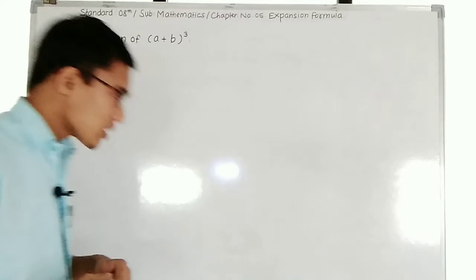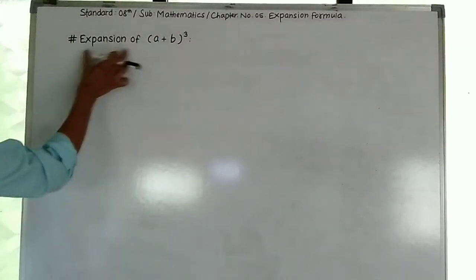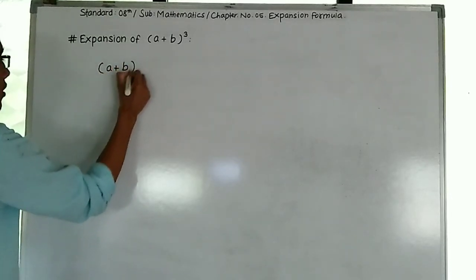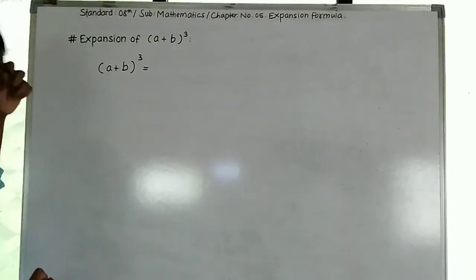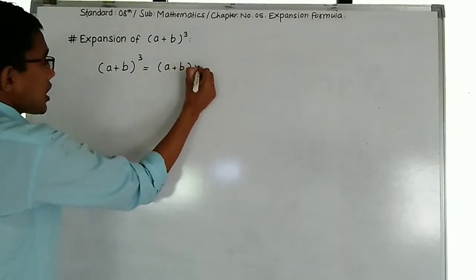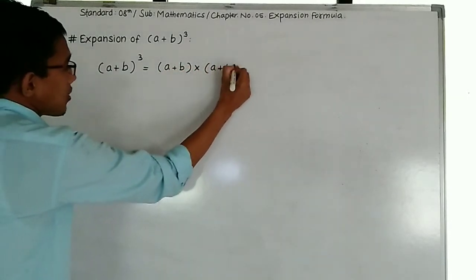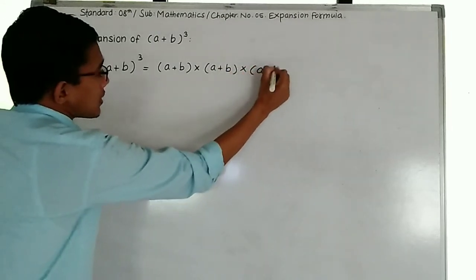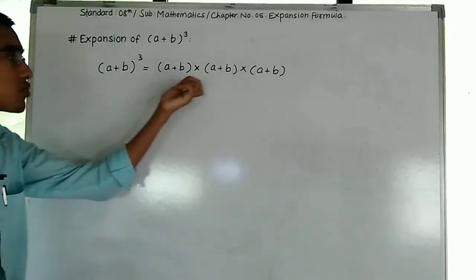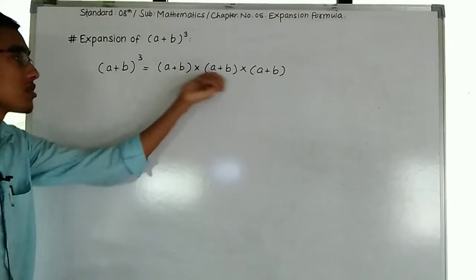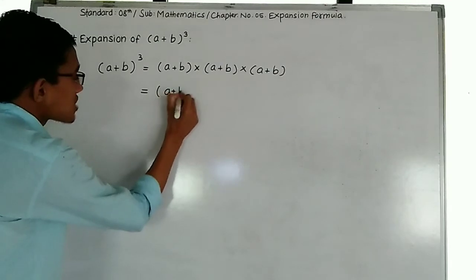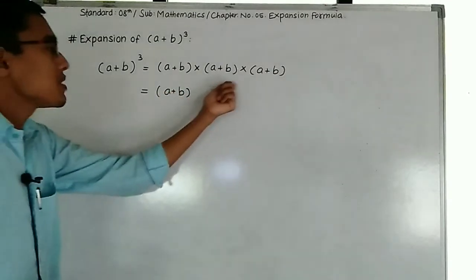So let us start. How can we expand the following? We want to expand (a + b)^3. Now I can write this as (a + b)(a + b)(a + b). As the power is 3, I can take down the term 3 times with a multiplication sign in between. Now I will keep the first term, (a + b), as it is, and (a + b) into (a + b).